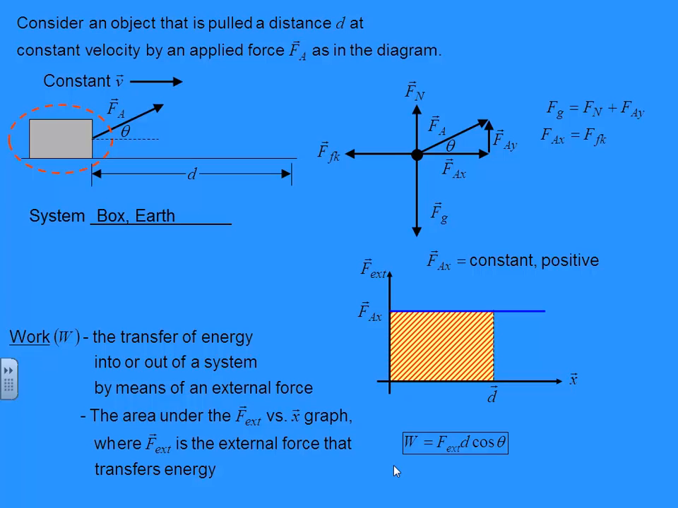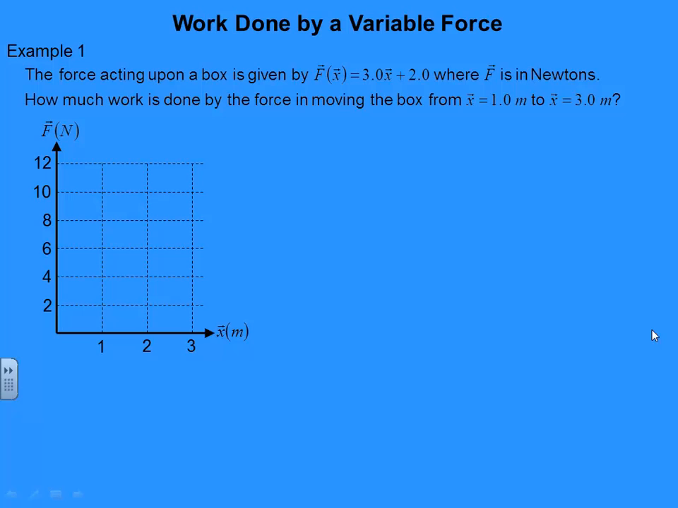So now let's get to the task at hand, which is what happens if that force isn't such a nice constant force? Well, here is a case where the force is not constant, although it is the next best thing, which is linear. So the force as a function of position is 3x plus 2. Notice this is not a time. This is a function of position, where force is in newtons. How much work is done in moving the box from 1 meter to 3 meters? It's a one-dimensional case, so we're really moving it a total of 2 meters.